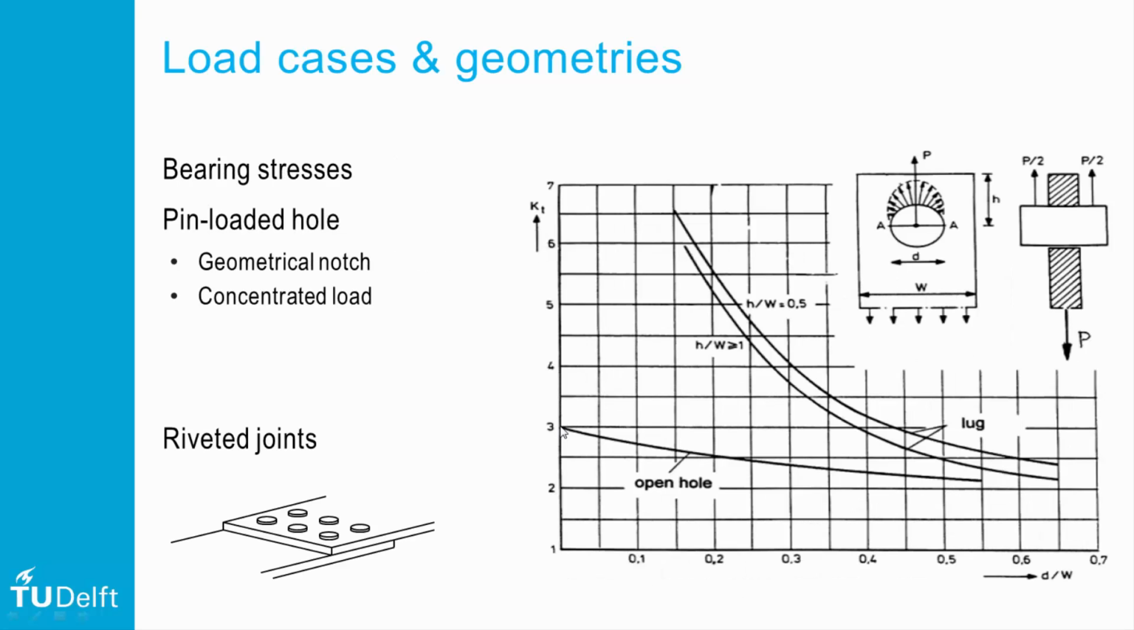The Haywood equation for an open hole describes that the KT of 3 decays to a lower value if the width becomes smaller. But if I now apply a pin and I load the hole, then the stress concentration factor will be higher, simply because the load that I introduce by bearing is passing by near the notch root and increasing the stress concentration factor significantly. The same diameter, the same width, different load conditions, it gives a different stress concentration factor.